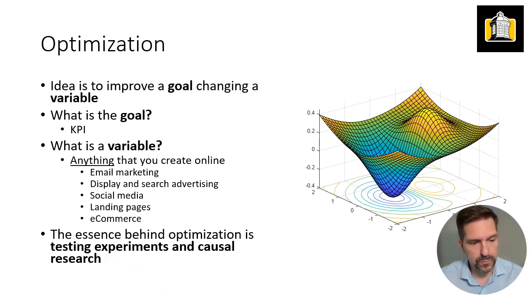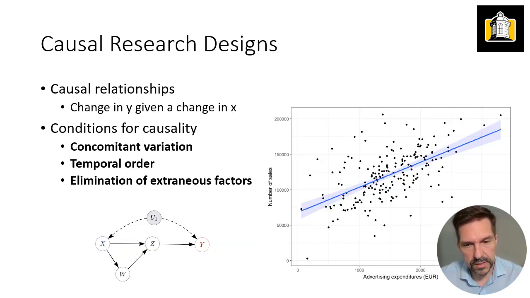Okay. Now, what is causal research? Causal research is essentially when you're interested in seeing what happens when you change one variable and what kind of impact it has in another. Okay, so when you change a variable x, what happens to your variable y?